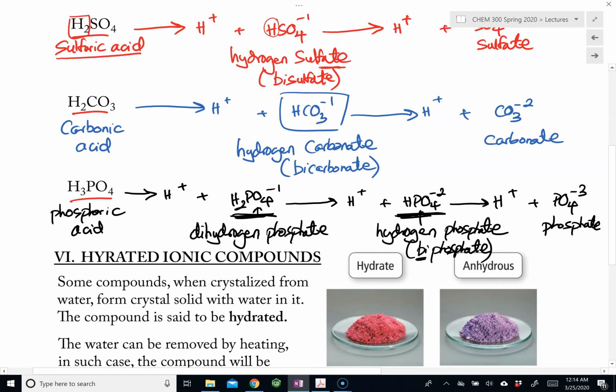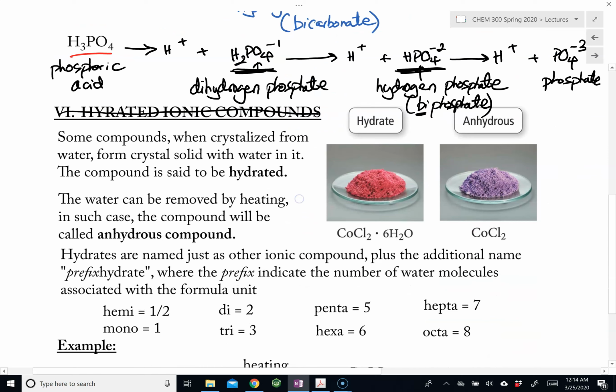And moving on, we will be skipping the naming of the hydrated ionic compound. And we will see this be named later in Chem 400.